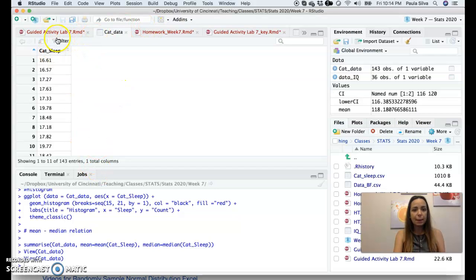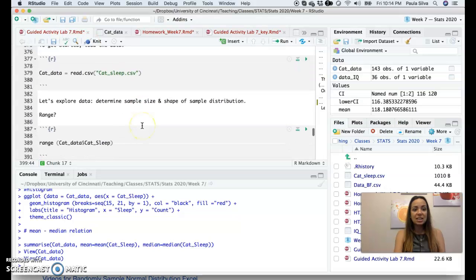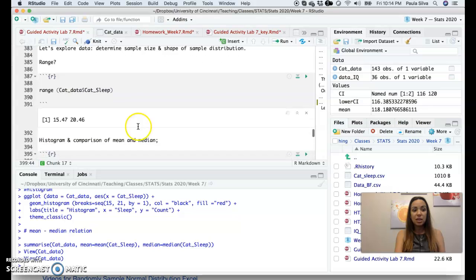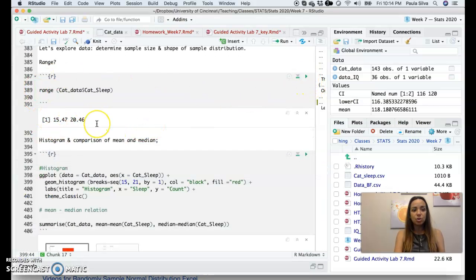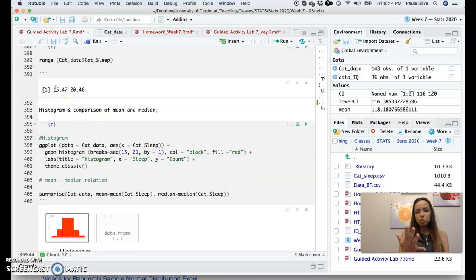Now let's go back and start exploring the data, looking at the sample size. We looked at the sample size, now we need to look at the distribution. In order to plot the histogram, as you know, we need to look at the range of the data. Sleep goes between 15 and about 21, right? So let's create bins with that range, and I modify the bins by 1 to create the distribution. I also asked for the mean and the median to see how close together they are, as a different index of whether or not the distribution is normal.